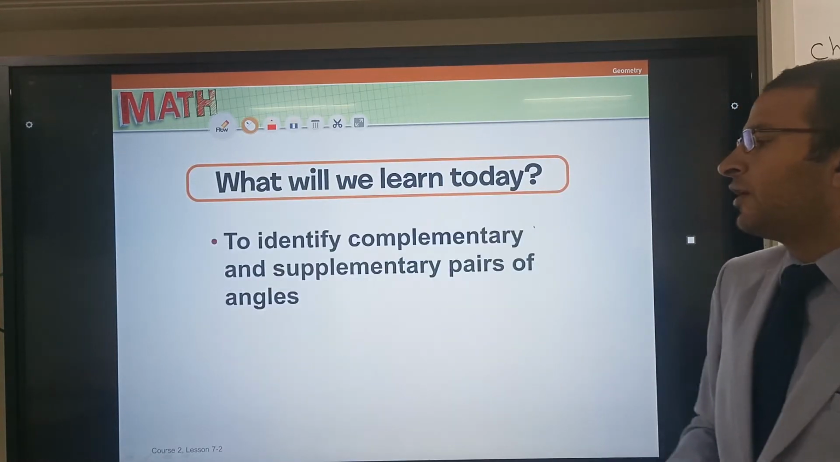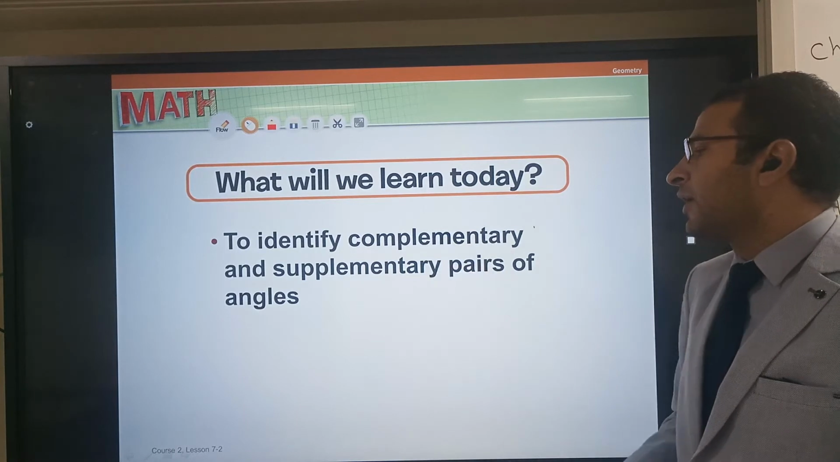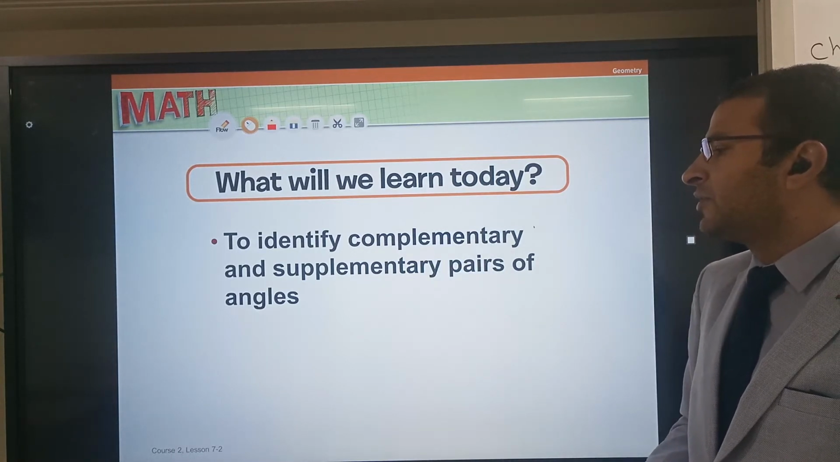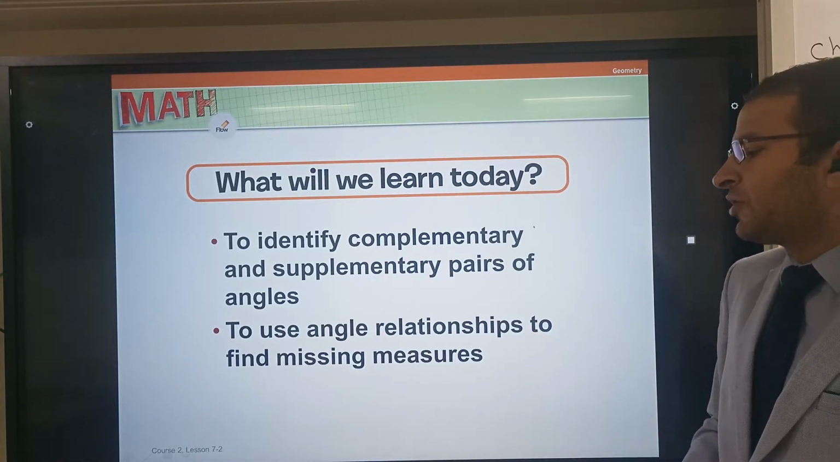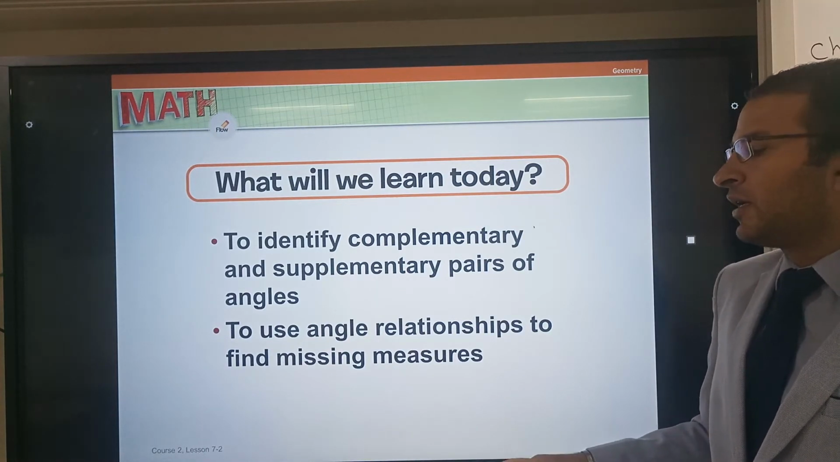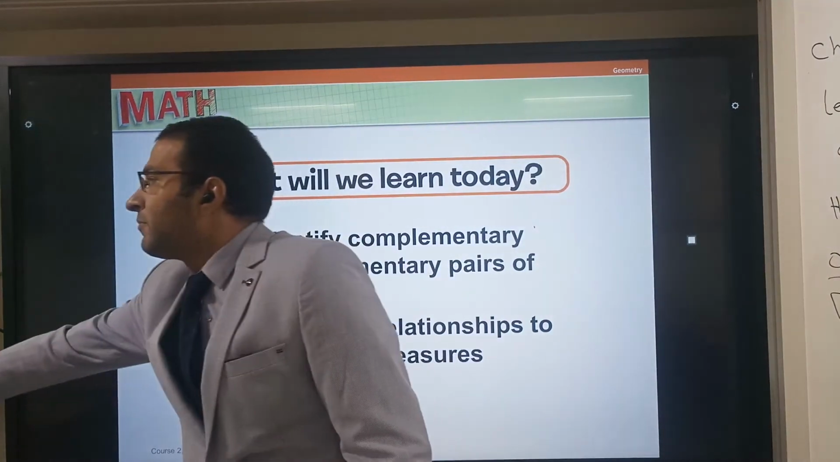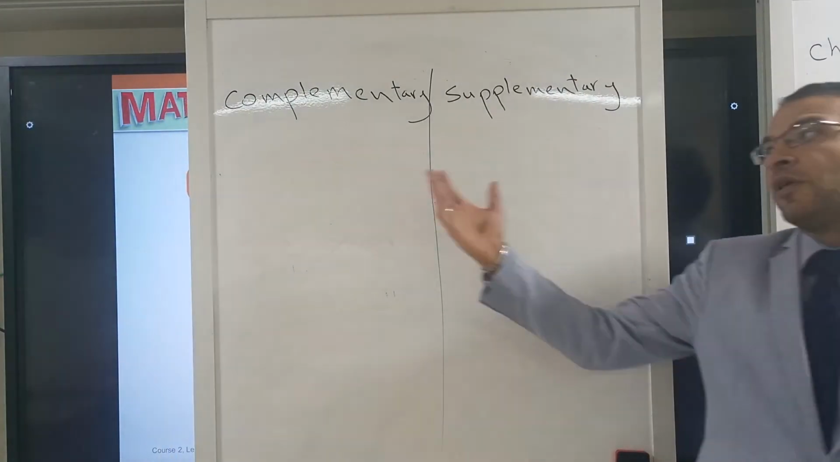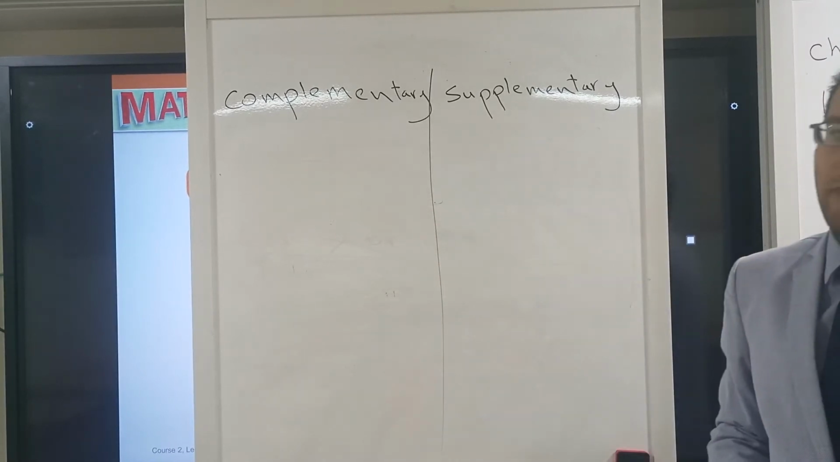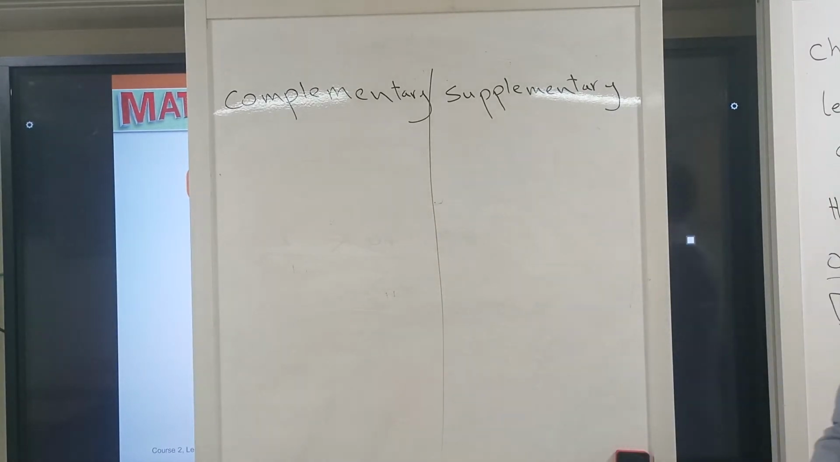What we need to learn today: firstly, to identify complementary and supplementary pairs of angles; and number 2, how we use the relation between them to find the missing measure. Firstly, I need to know what is the difference between the complementary and the supplementary. What is the difference between them?